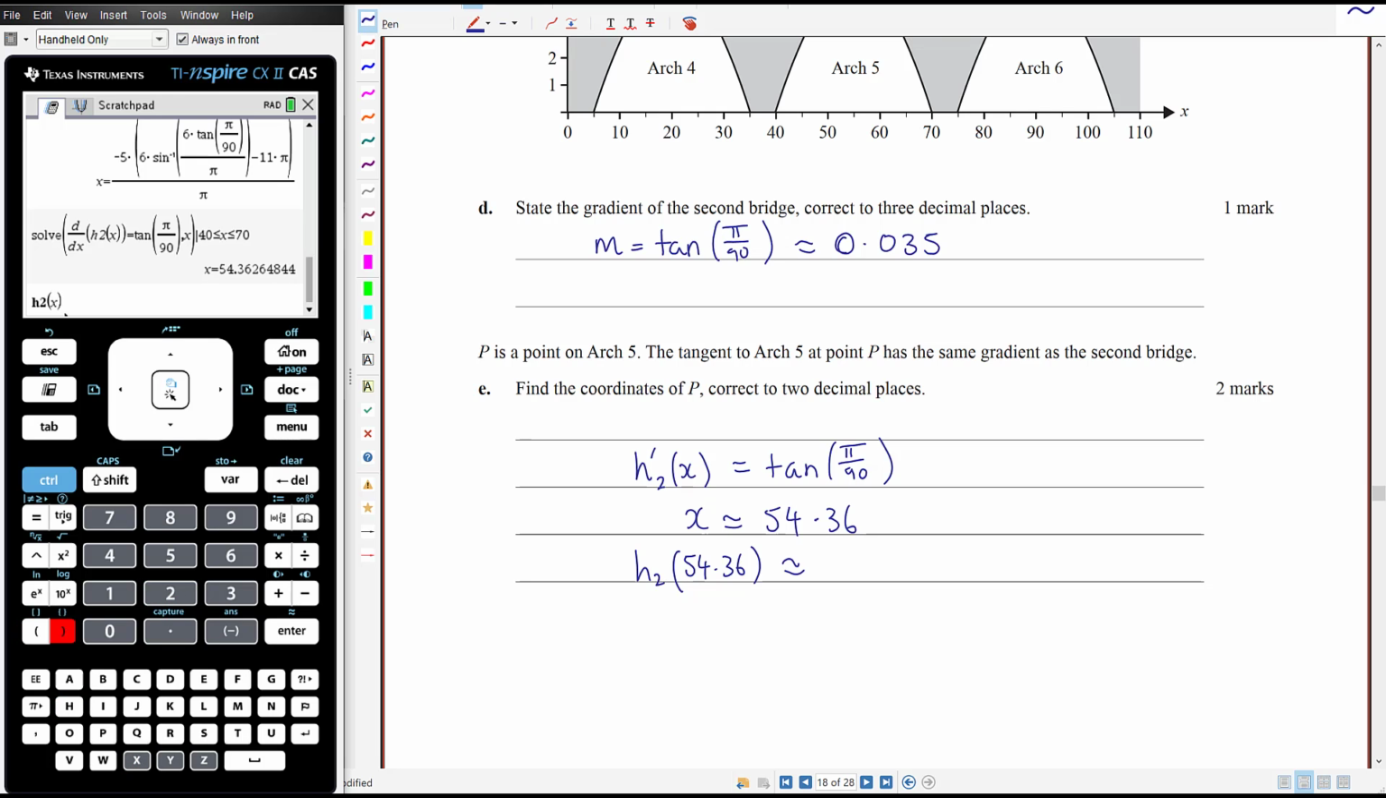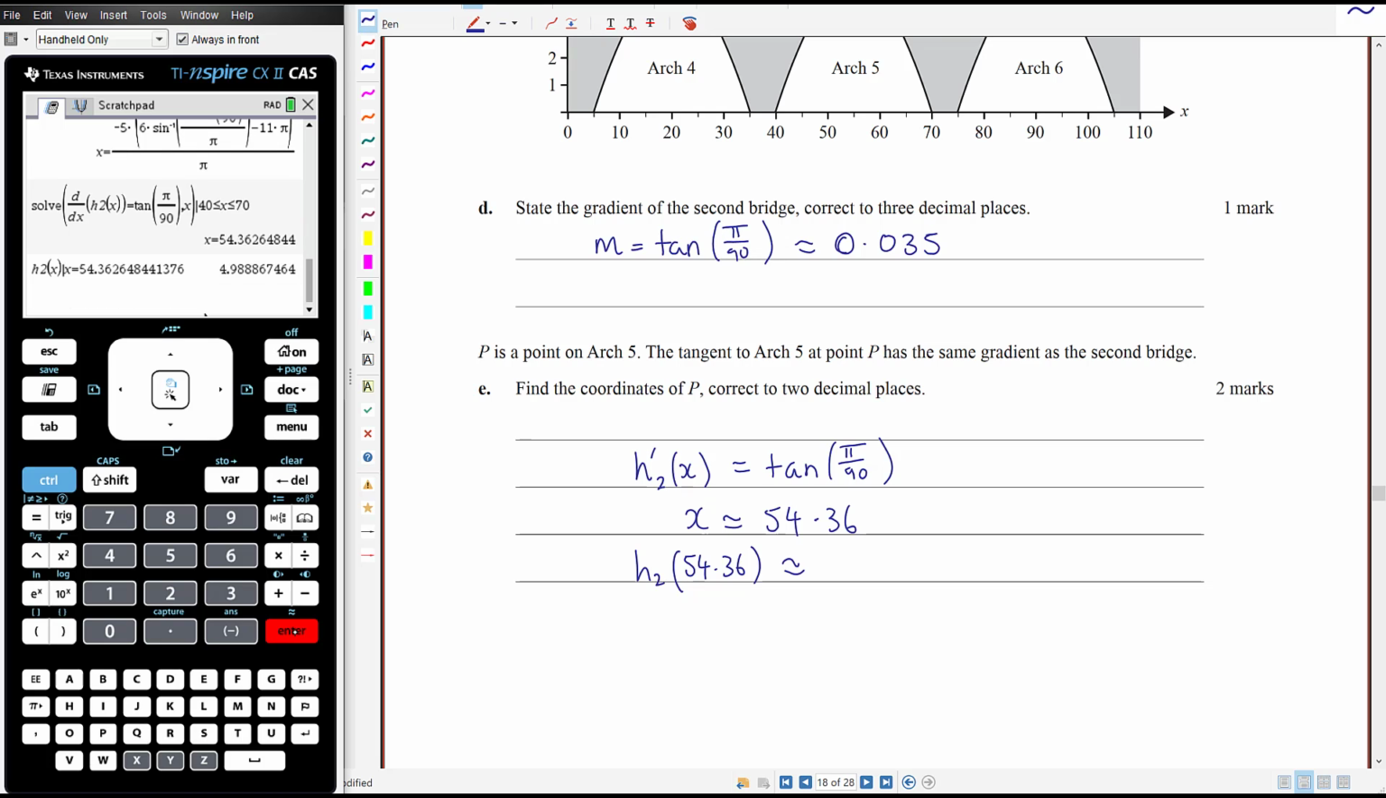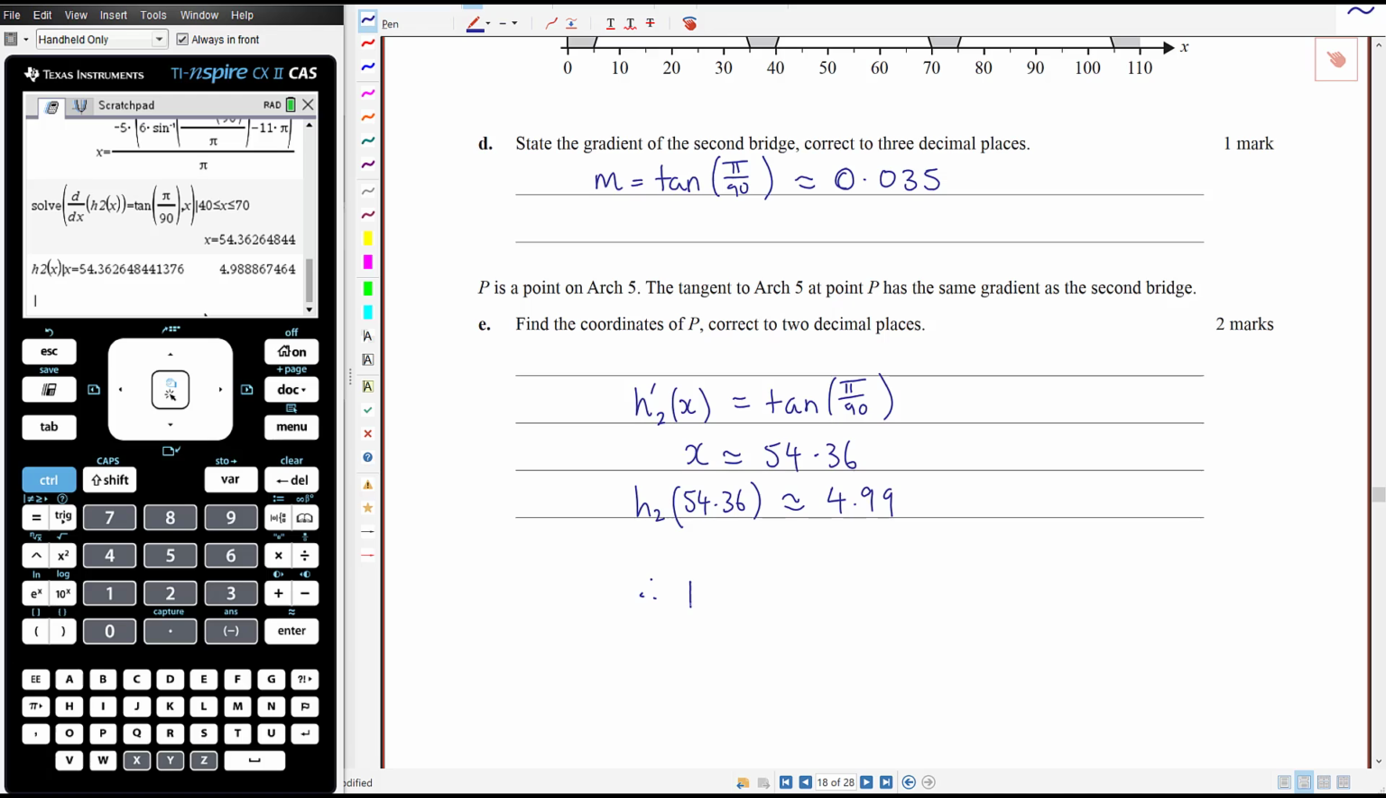Now sometimes it's easier, rather than type out the decimal, I can do h2 of x given that, and then that allows me to just copy that line down, given that x is equal to that. So 2 decimal places again, so that is 4.99, correct, 2 decimal places. So therefore P has coordinates 54.36, 4.99.